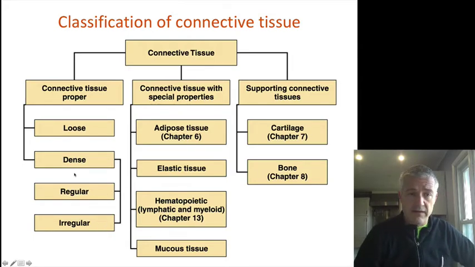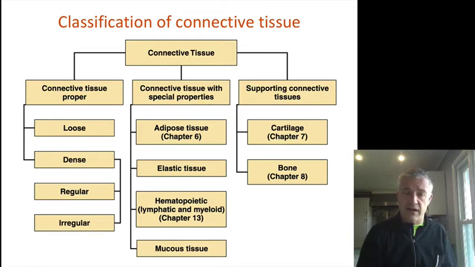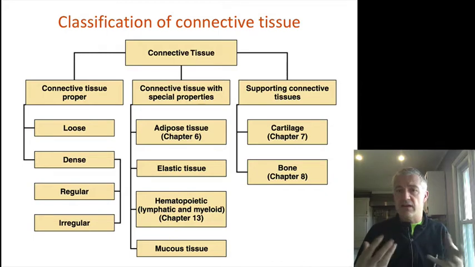The main thing with loose connective tissues, lots of space, not a lot of cells, not a lot of fibers. With dense connective tissue, it's going to be a lot of fibers, but not a lot of space or cells. We're going to see when we talk about adipose tissue, it's going to be just kind of a level of adipose tissue in that particular area.